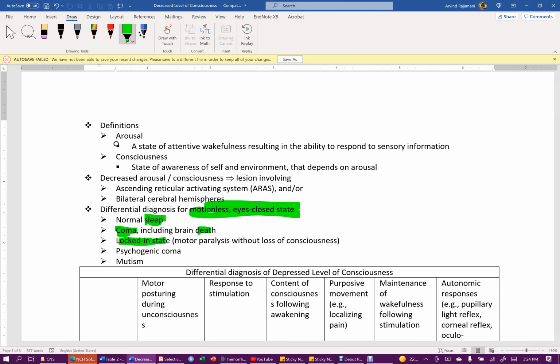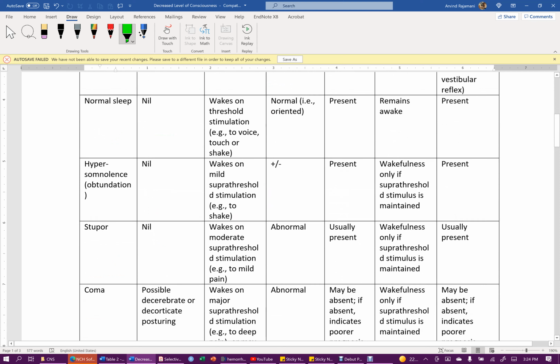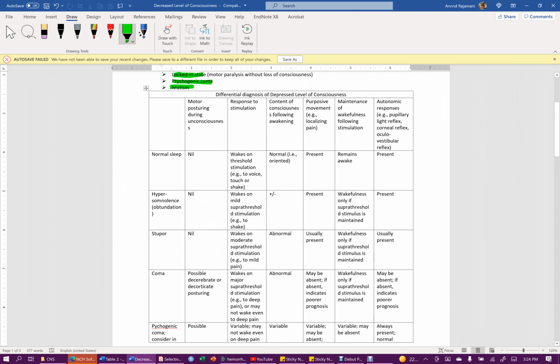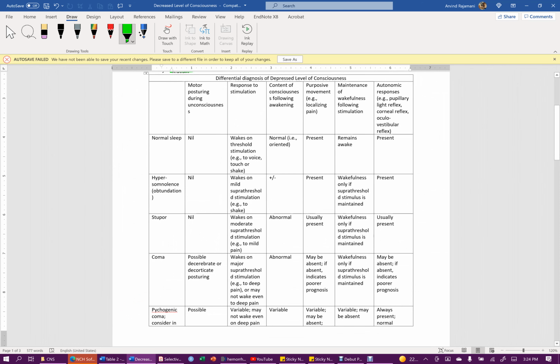A locked in condition where you're not unconscious, you just can't respond. So it shouldn't be here. It's okay, I guess it's a differential diagnosis, it's a different cause. Psychogenic coma and something called mutism. And this is a nice little table here, or rather I've created the table, so you've got to tell me whether this is nice or not, on how to differentiate these various things.